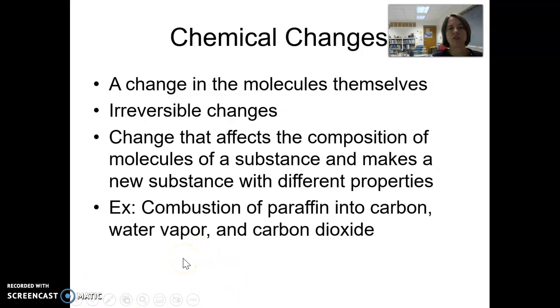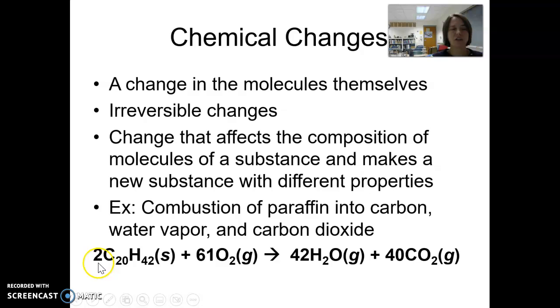Right there, combustion of paraffin into carbon, water vapor, and carbon dioxide. So this is just a little bit of soot left over. Any of that black stuff would be just leftover carbon. So please write down the equation. 2 molecules of paraffin, C20H42, that start out as a solid candle, react with 61 oxygen, O2 gas, molecules to form 42 water vapor molecules and 40 carbon dioxide molecules.